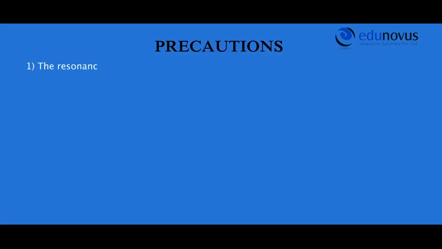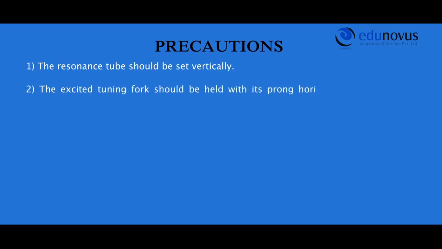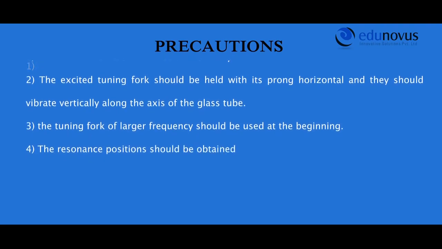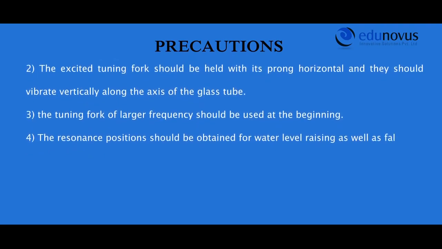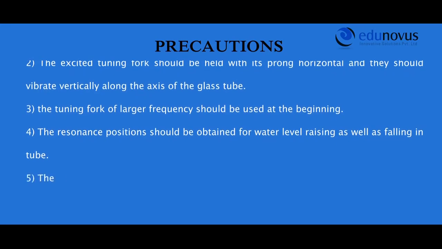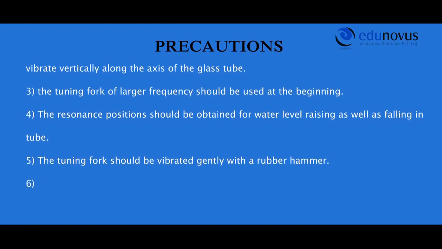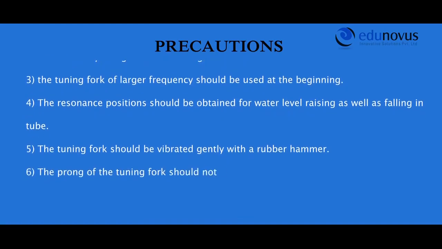Precautions. The resonance tube should be set vertically. The excited tuning fork should be held with its prongs horizontal, and they should vibrate vertically along the axis of the glass tube. The tuning fork of large frequency should be used at the beginning. The resonance positions should be obtained for water level rising as well as falling in the tube. The tuning fork should be vibrated gently with the rubber hammer. The prong of the tuning fork should not be touched with the hand.